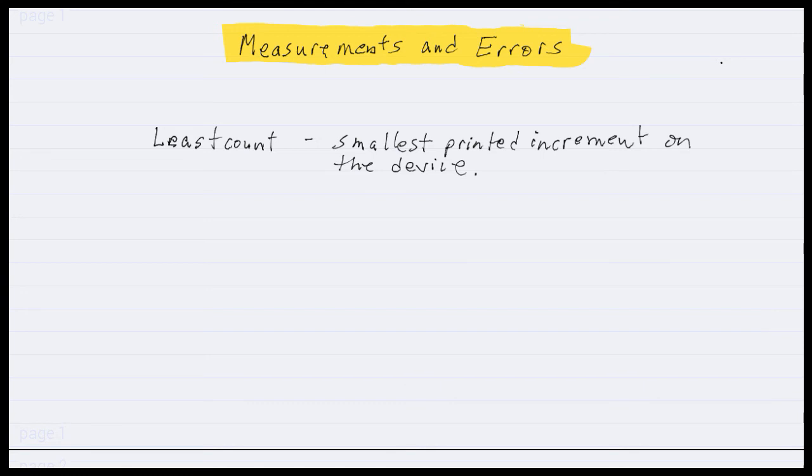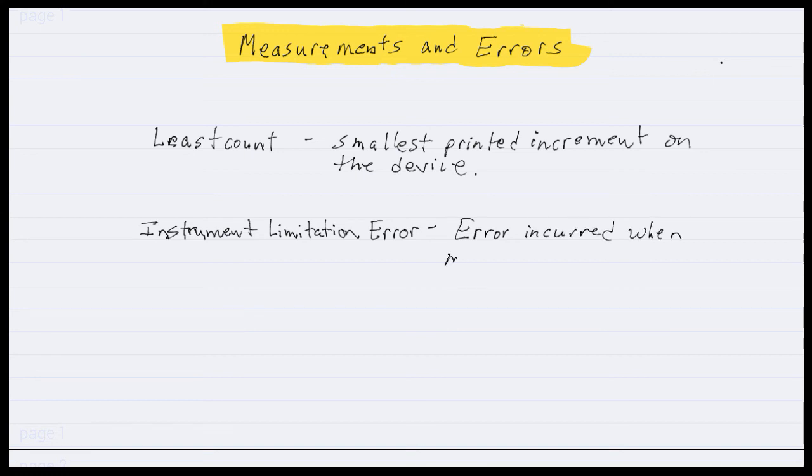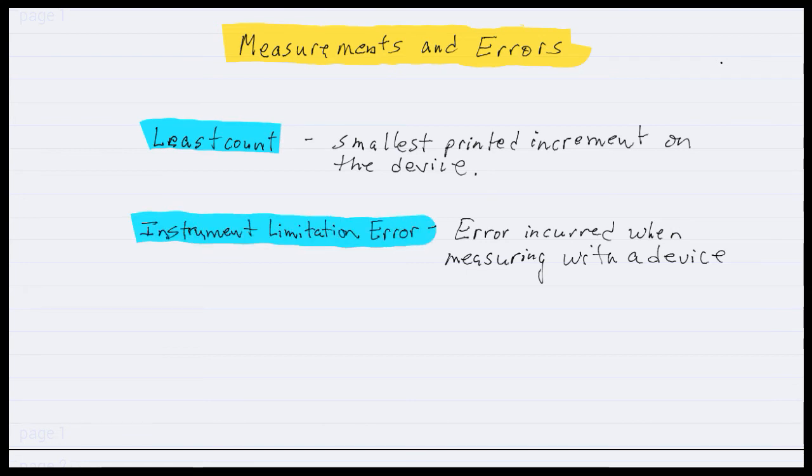The next is the instrument limitation error. And this is the error incurred when you're taking a measurement with a specific device. So the error incurred when measuring with a device. Okay, so these are our two definitions. Now let's see how we can use these two things.